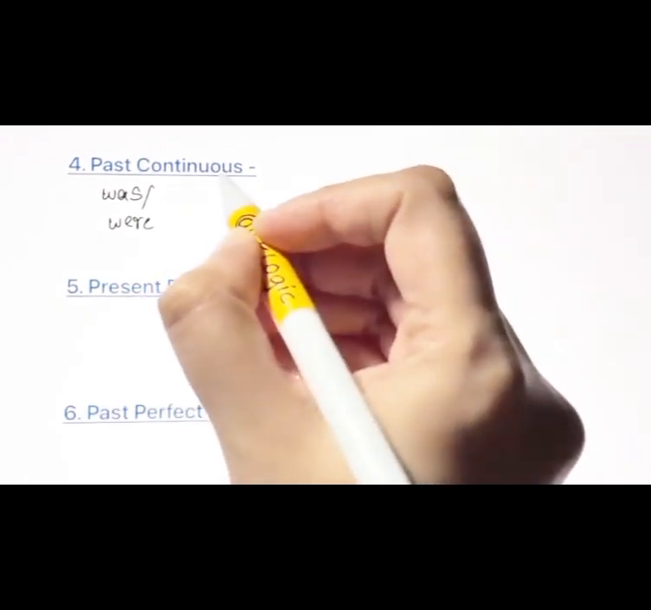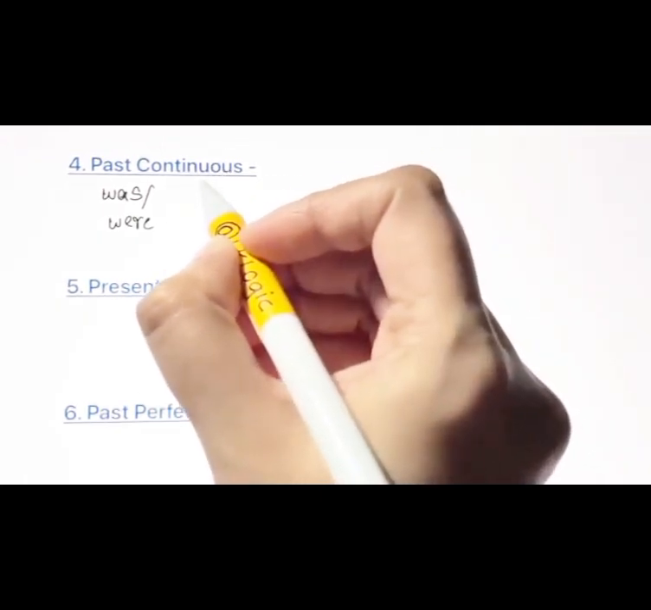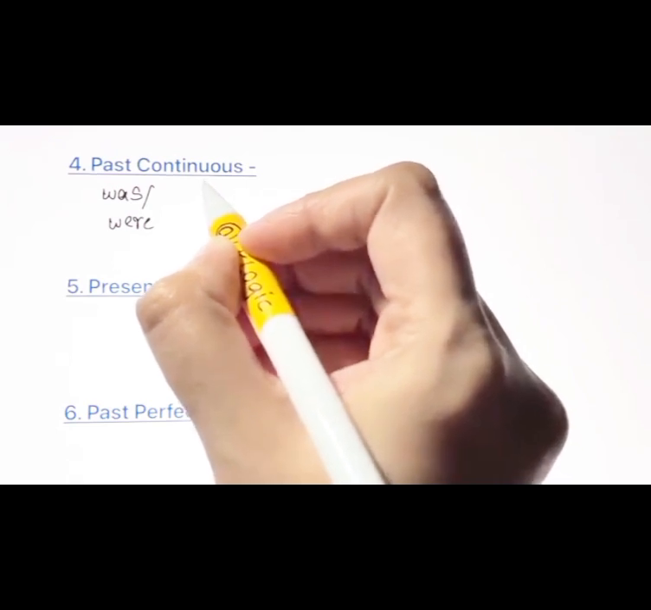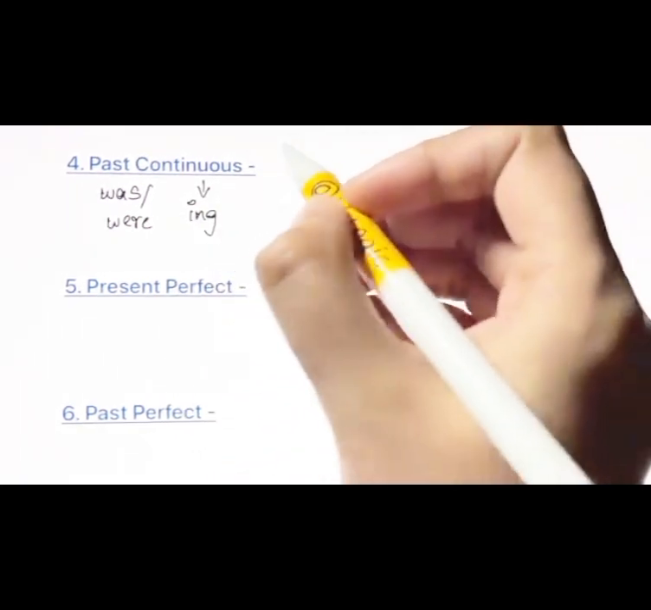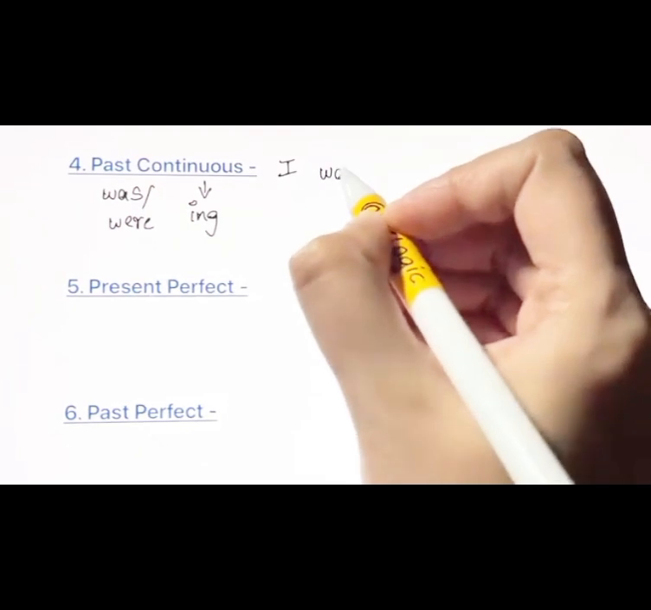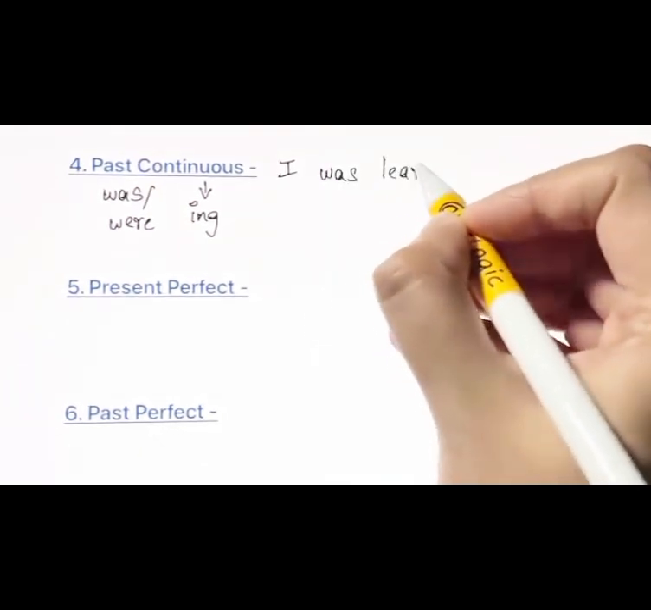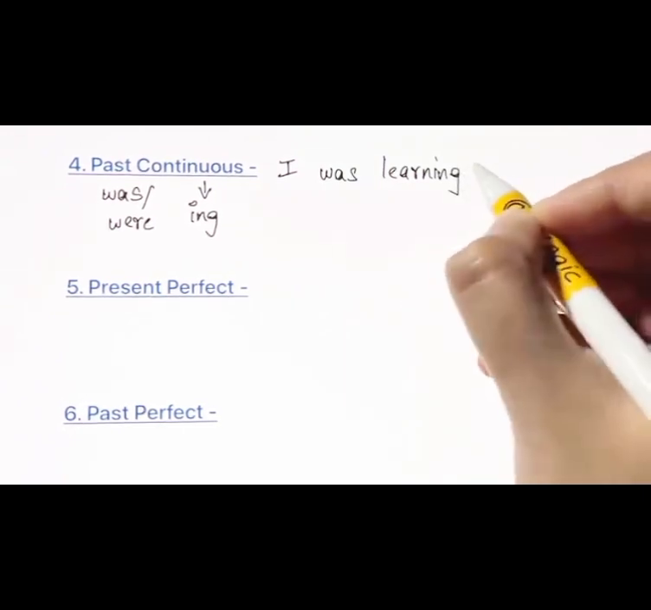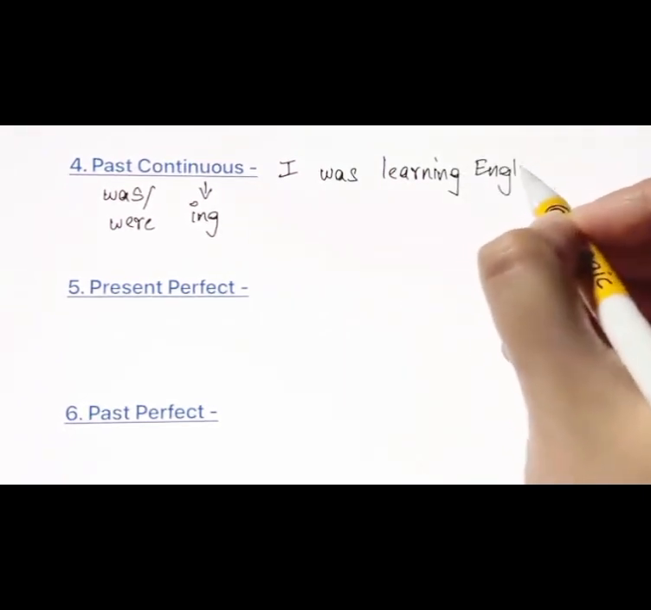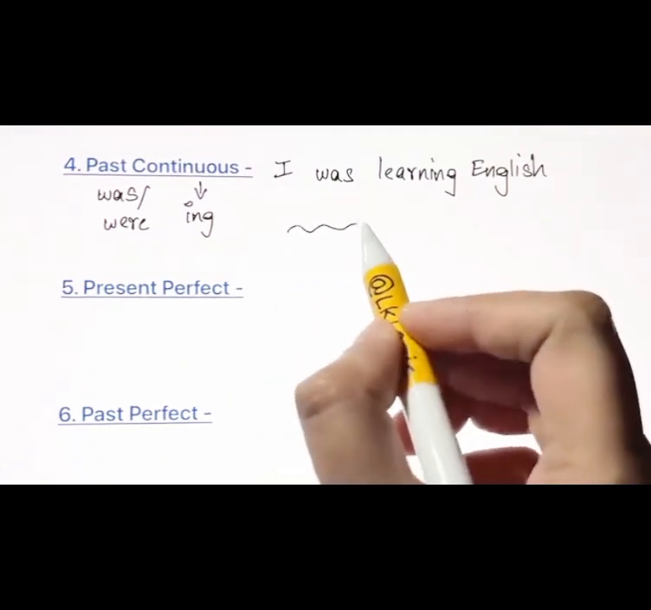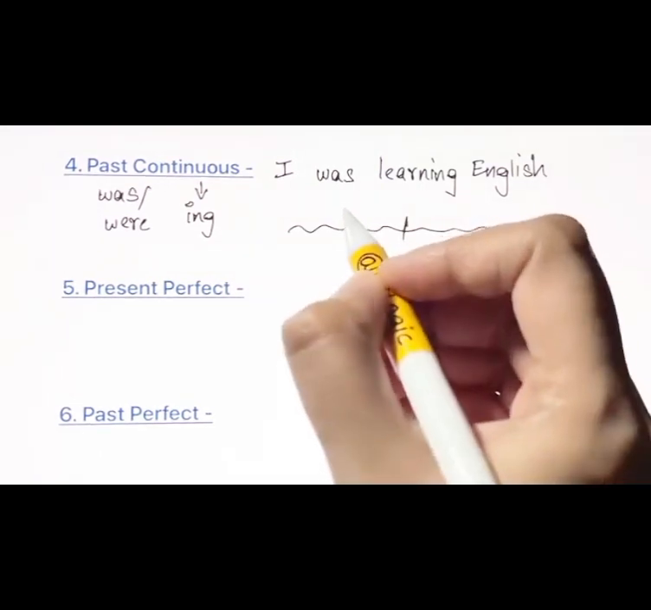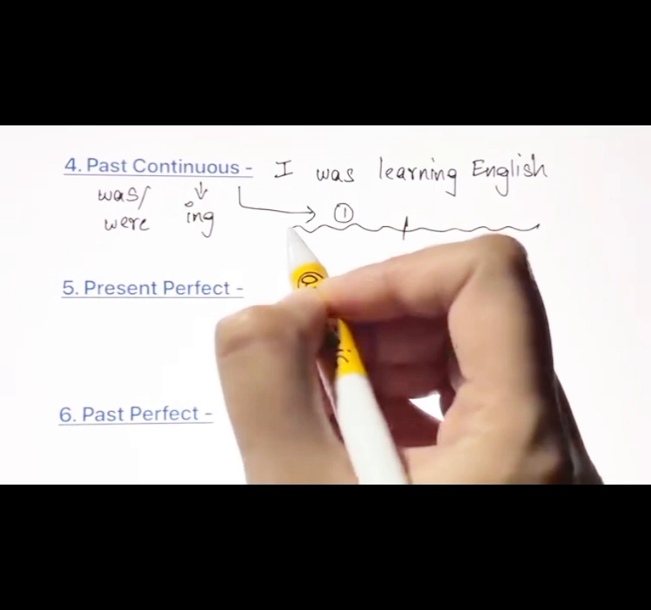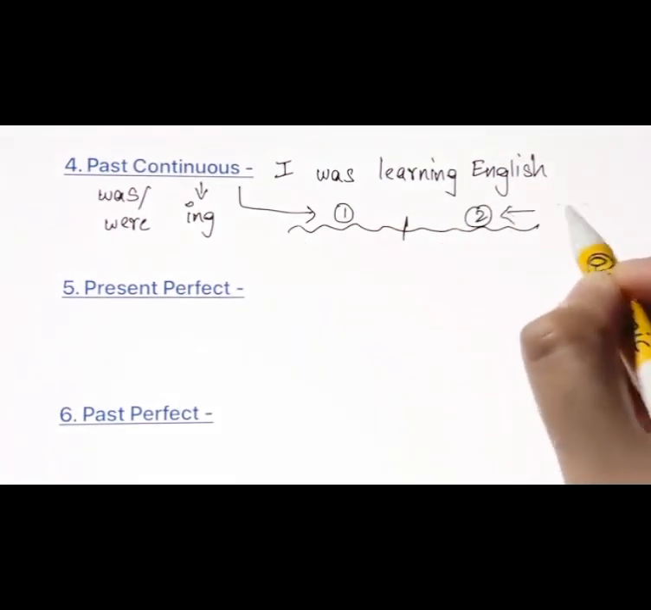And as it is continuous tense, what did I say? The base verb, we should add what to the base verb? ing. Alright, so what will our sentence become? I was learning English. This means that I was learning, and something else happened in the middle. So we put the long action in past continuous and the short action in past simple.